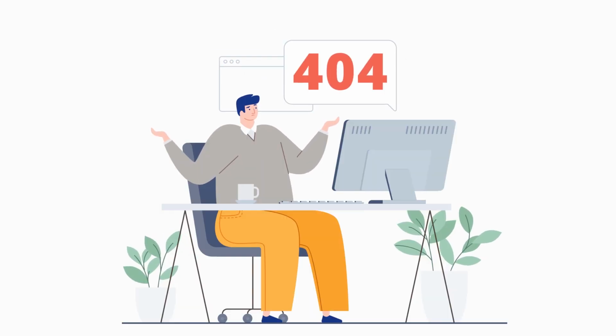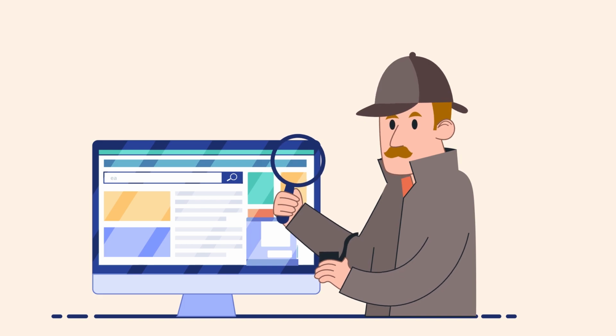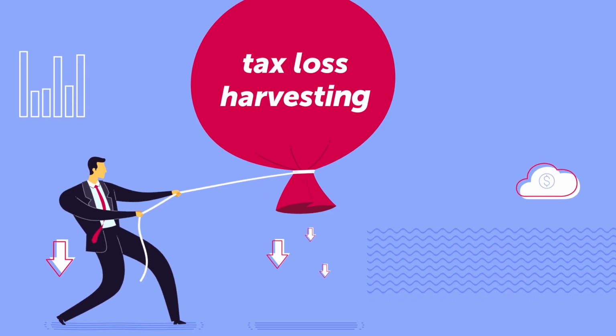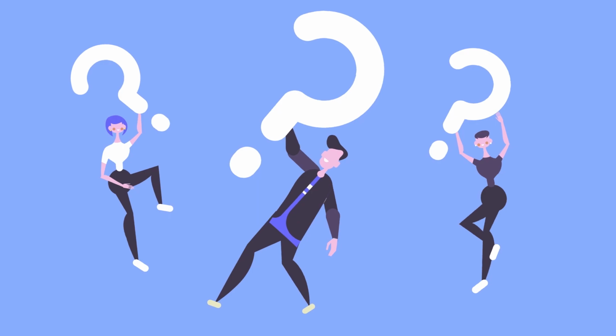But that might not work for everyone. You might have to sell some of your investments to have some cash on your hands. That's why there is a second way: tax loss harvesting. It's when you sell an investment at a loss to reduce your tax bill. At first glance, it doesn't make sense. Why would you purposely lose money?